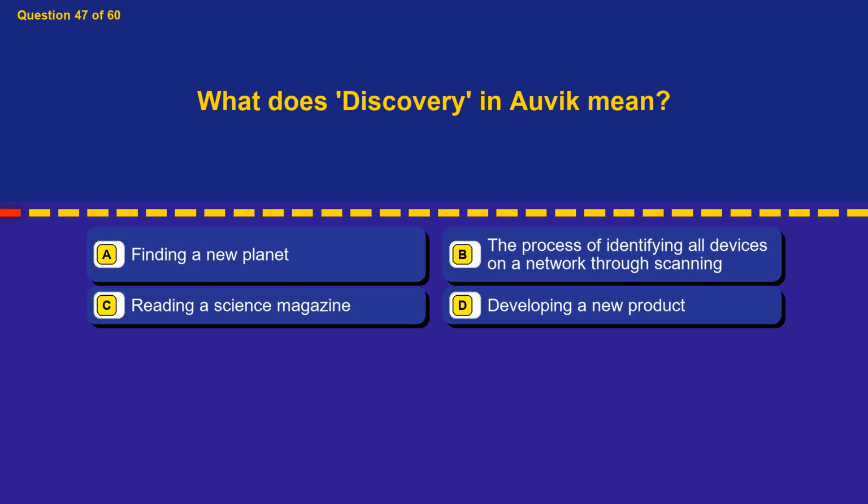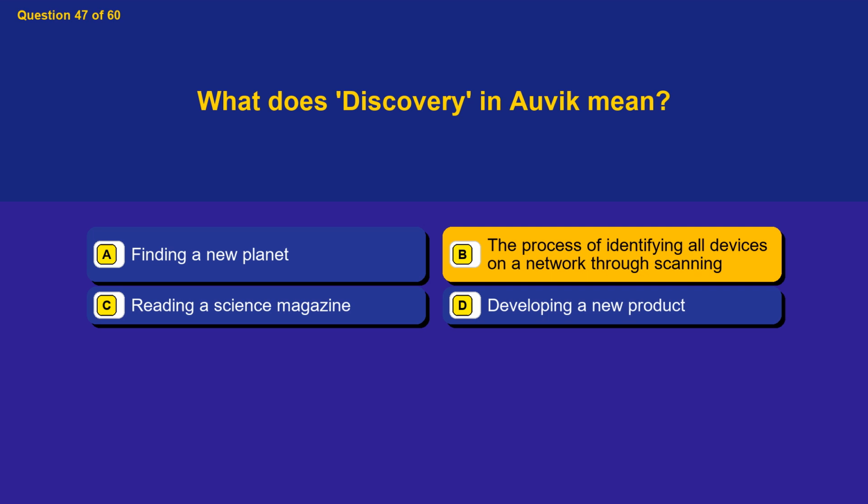Question 47. What does discovery in Auvik mean? Option A. Finding a new planet. Option B. The process of identifying all devices on a network through scanning. Option C. Reading a science magazine. Option D. Developing a new product.